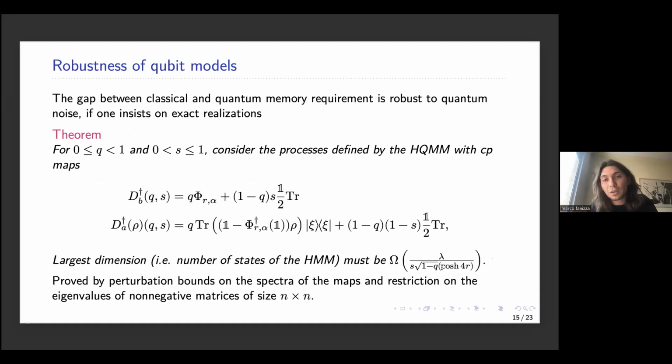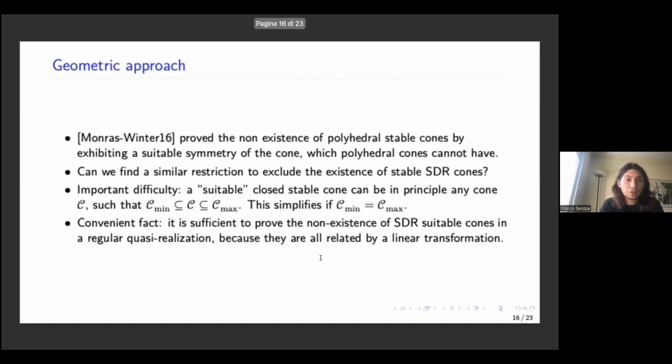And in fact, this is a bit of a lateral point, and I will briefly comment on it. If we consider a choice of parameters where the models are actually qubit models, we can consider a noisy version of the process. And we show that the gap between the classical and quantum memory requirements is even robust if one perturbs the maps with depolarizing noise, in the sense that the number of states of the Markov model must grow with a power law in terms of the noise parameter. If you want, I can tell you more about this. But let's go back to our main question.